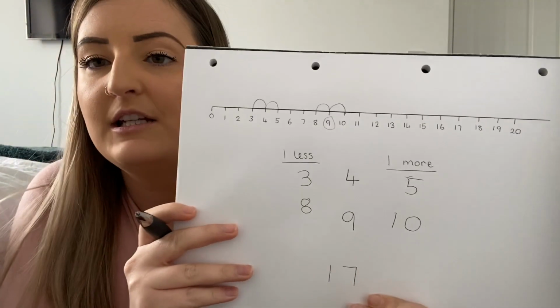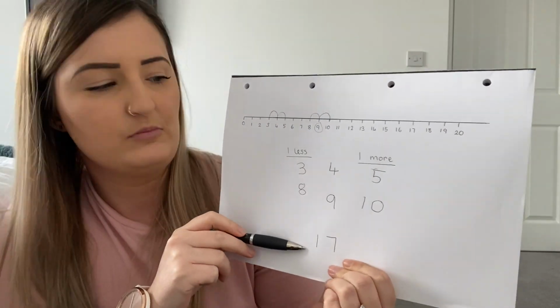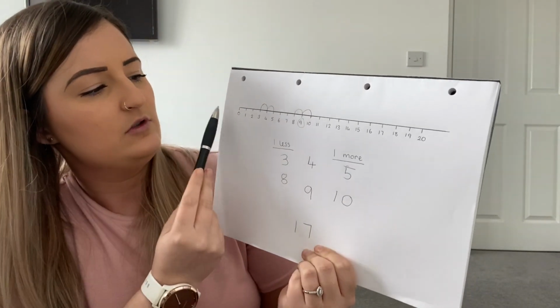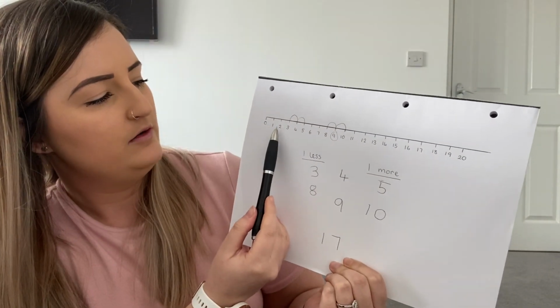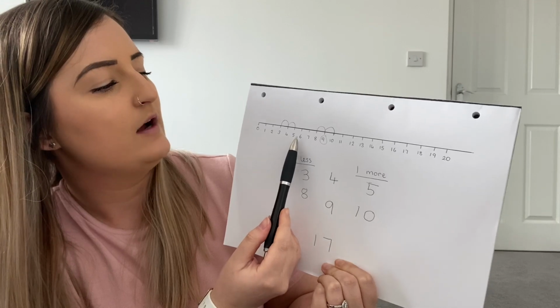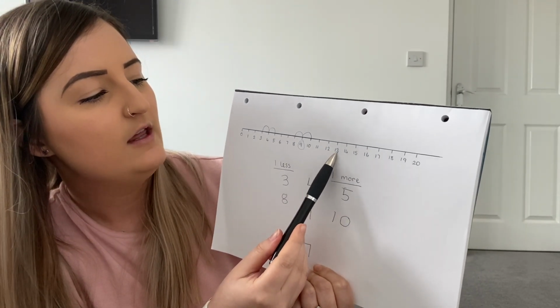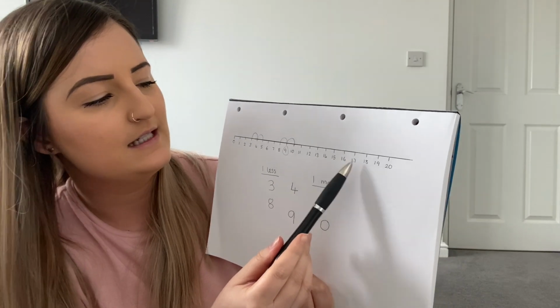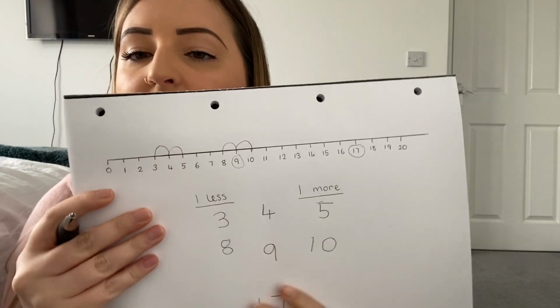Now, our final challenge together today is the number 17. So this is a 2-digit number to start with. So I'm going to count along my number line and get to number 17. 0, 1, 2, 3, 4, 5, 6, 7, 8, 9, 10, 11, 12, 13, 14, 15, 16, 17. I'm going to put a circle around number 17 like so.